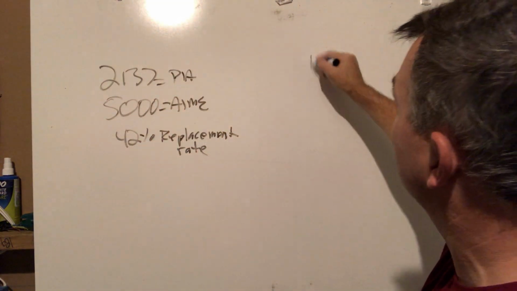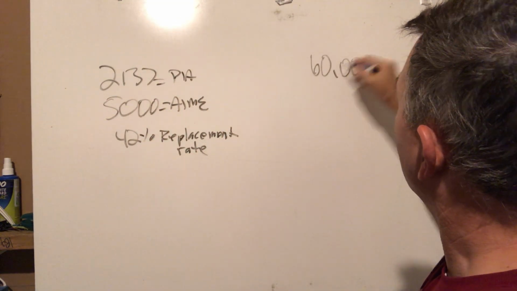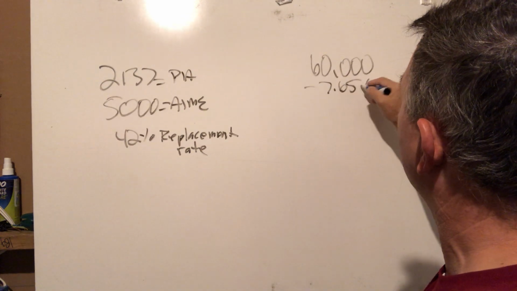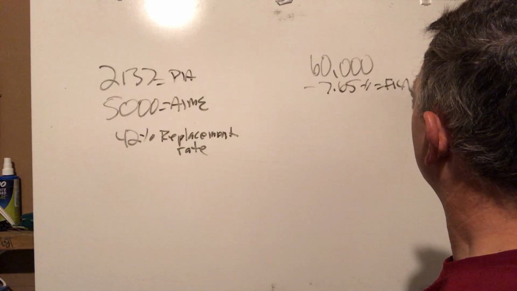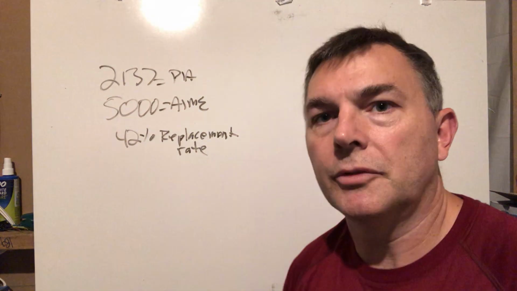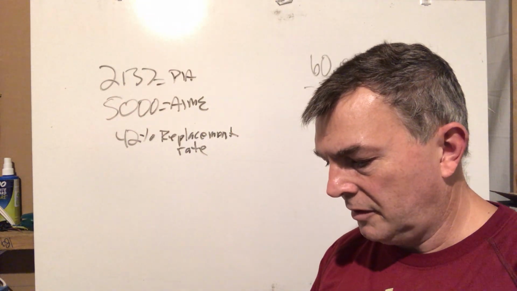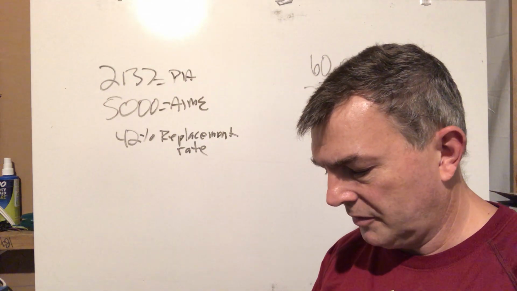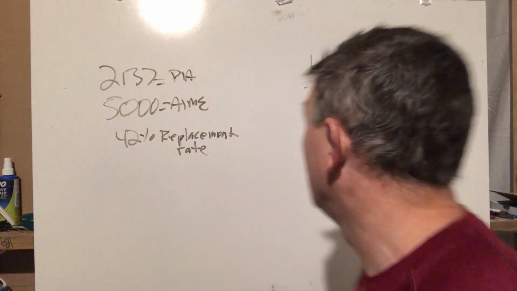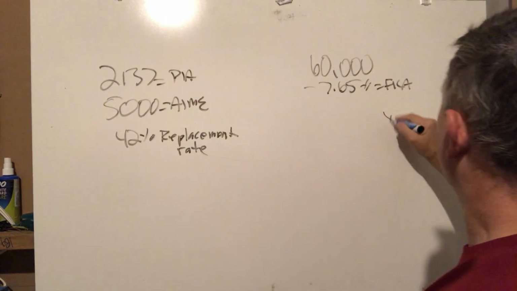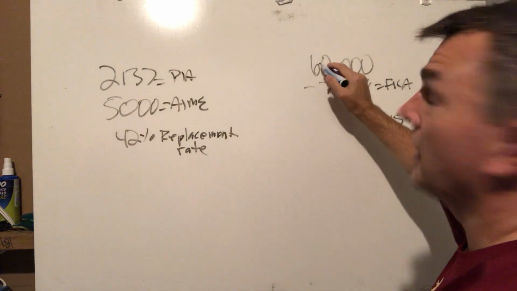But what does this not consider? Well, if you're making $60,000 a year, we immediately lose 7.65% to FICA. All right? So we're going to immediately lose, what's that, 4,200, something like that? $60,000 a year times 7.65% is 4,590. So we lose 4,590 to FICA. We still have to pay tax on that.